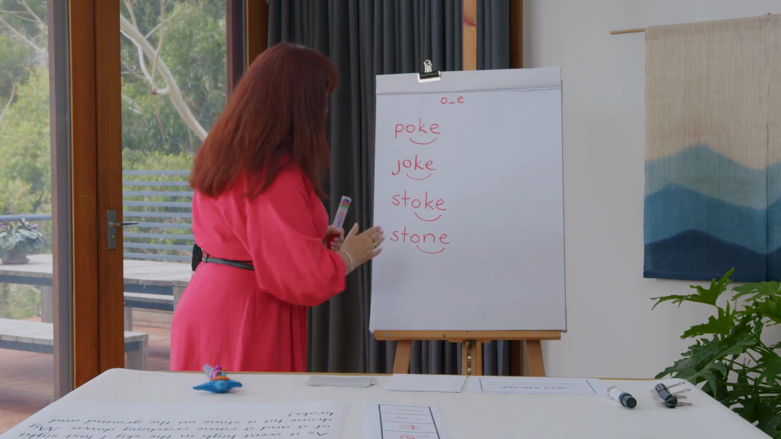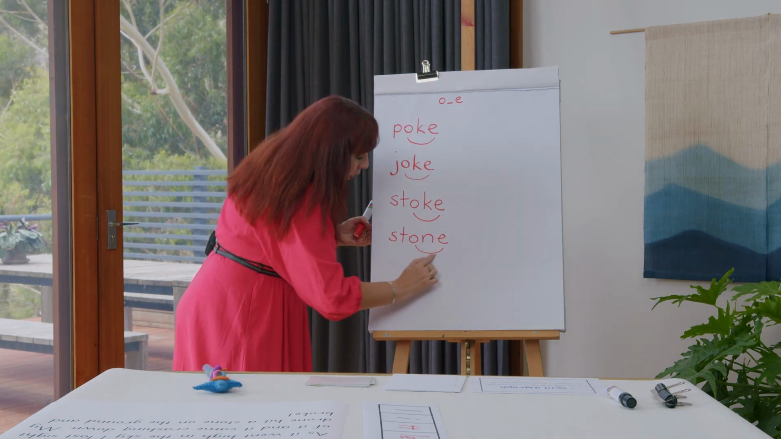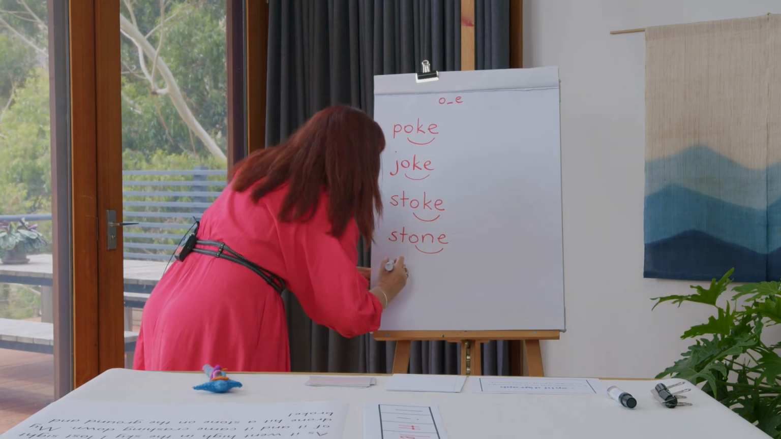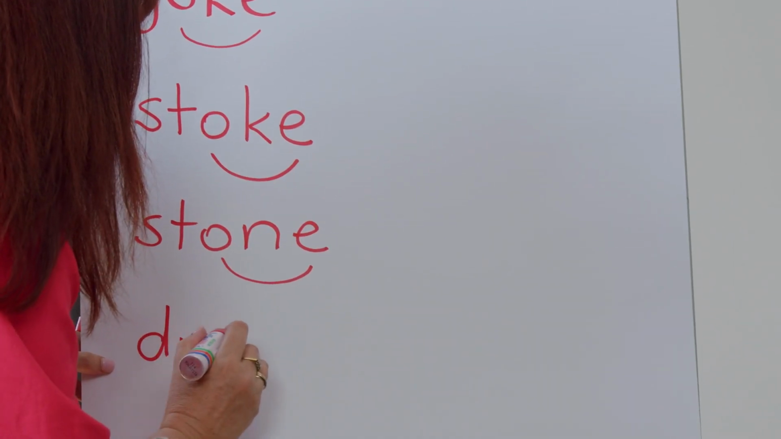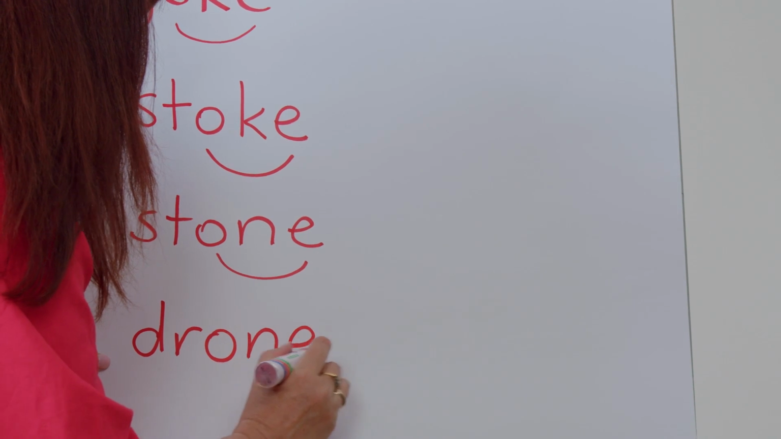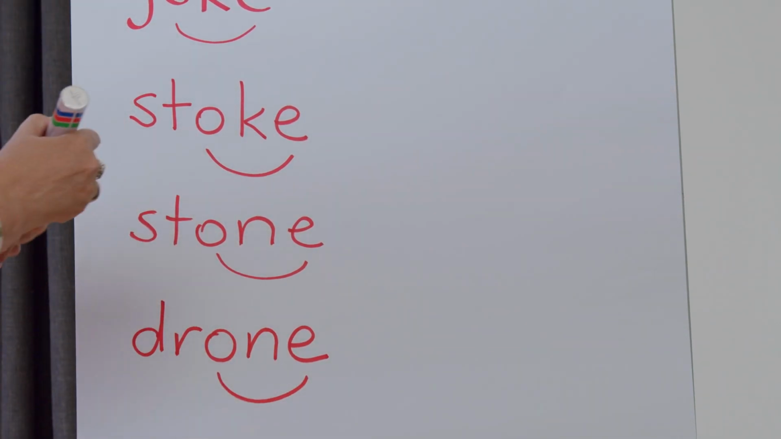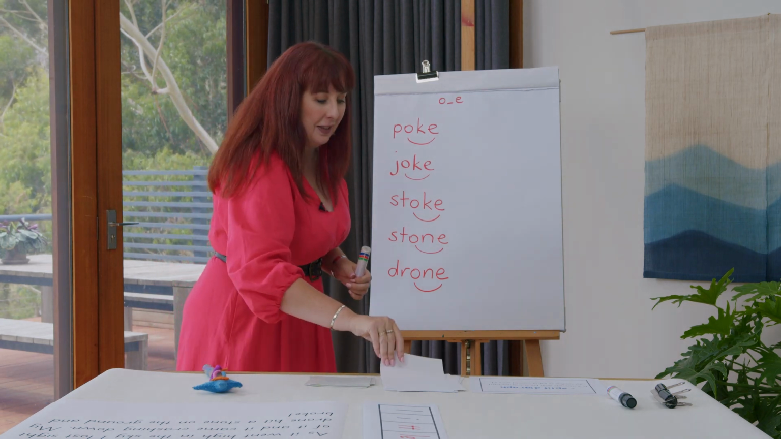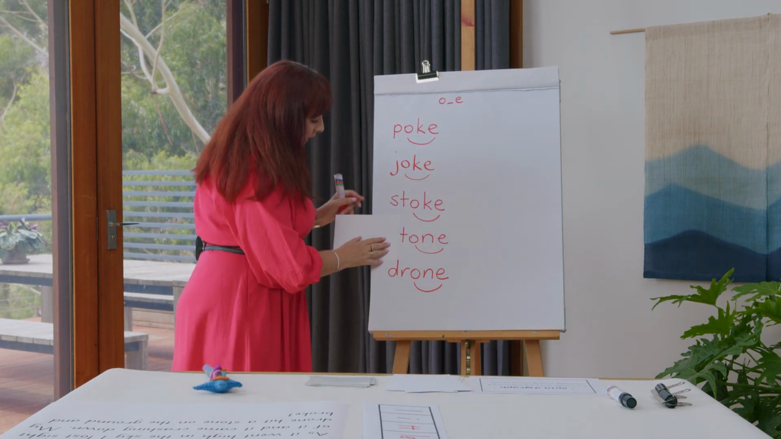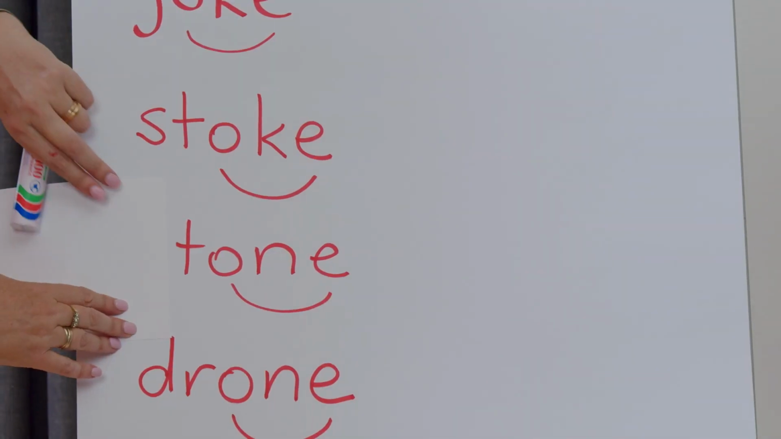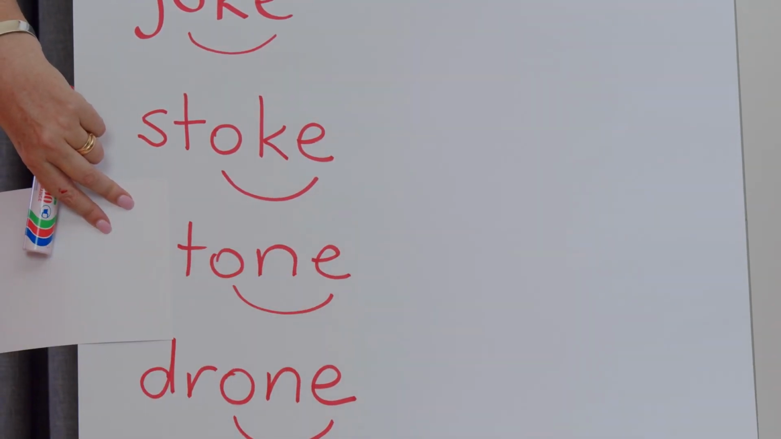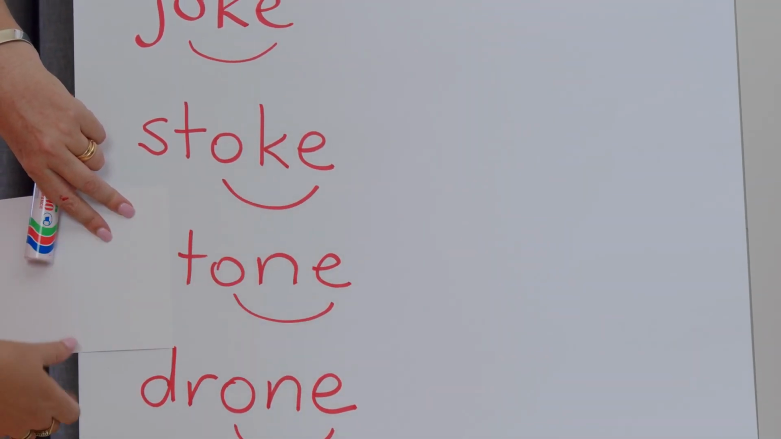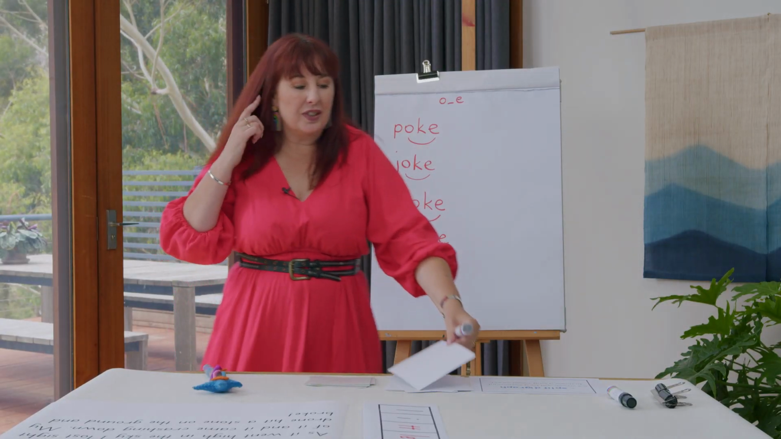D-r-o-n. Drone. Good job. And do you know something I just noticed? What happens if we take away the s in stone? Tone. We get a new word. A tone could be a variation in colour or in sound.